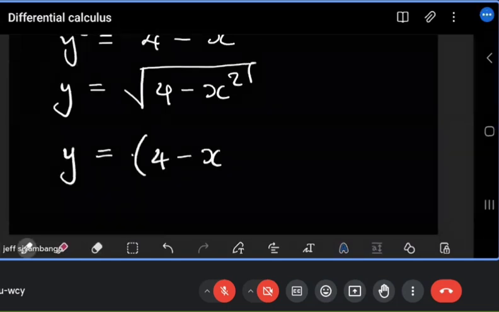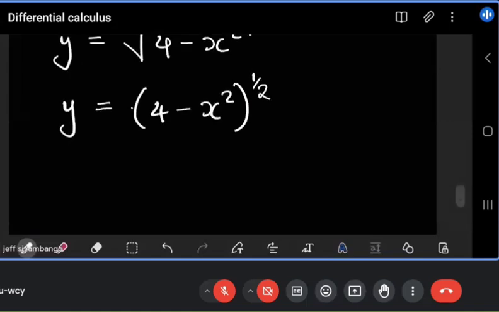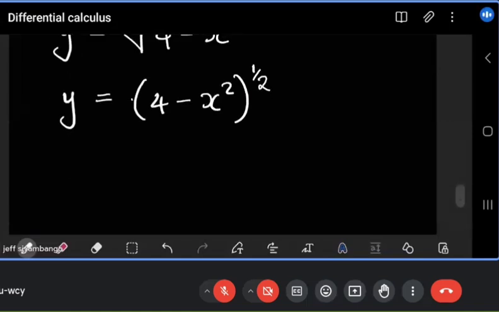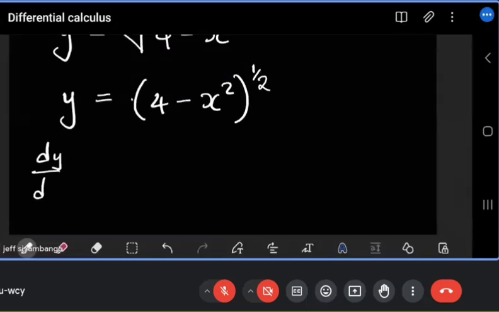So this is going to be, do you know the power? Want to place what as a power? Do you remember? Half. Yes. So this will be raised to the power half. So now we can differentiate. And the method of differentiation we're going to use here, do you remember it? So we'll be using the method we described earlier on, chain rule.